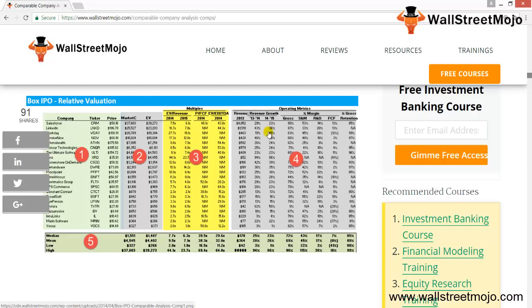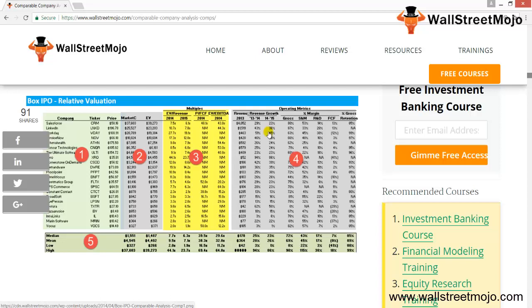Fourth, operating metrics. This may include fundamental ratios like revenue, growth, ROE, etc. This is important so that we can understand the fundamentals of the company at once. You may include profit margins, ROE, net margins, leverage, etc. to make the comp more meaningful.